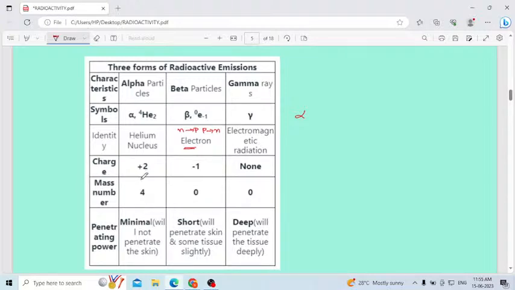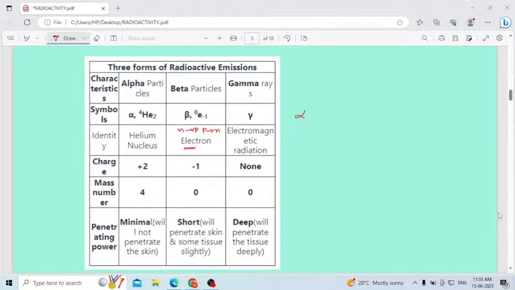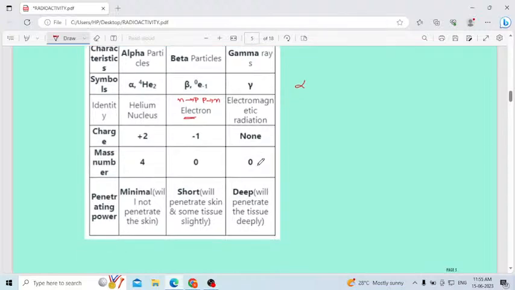Then charge. Alpha particles have +2 charge. Beta particles have -1. Gamma rays will not show any charge. Then mass number: for alpha, helium, it is 4. In the beta particle, the mass number is 0. In gamma also the mass number is 0. Important, you have to remember.